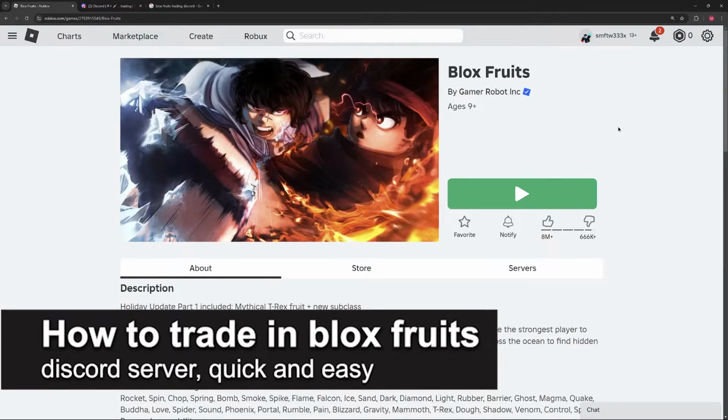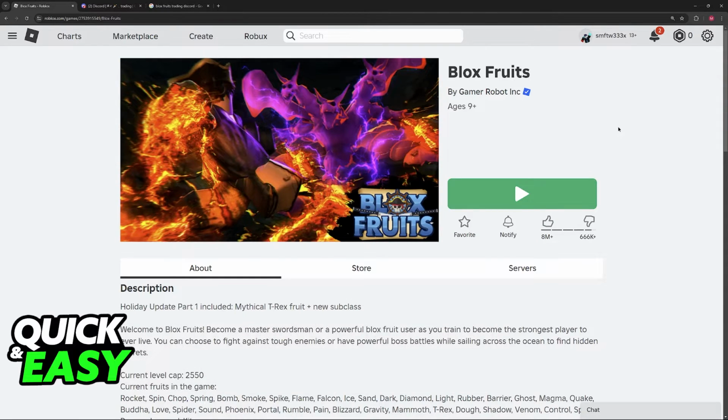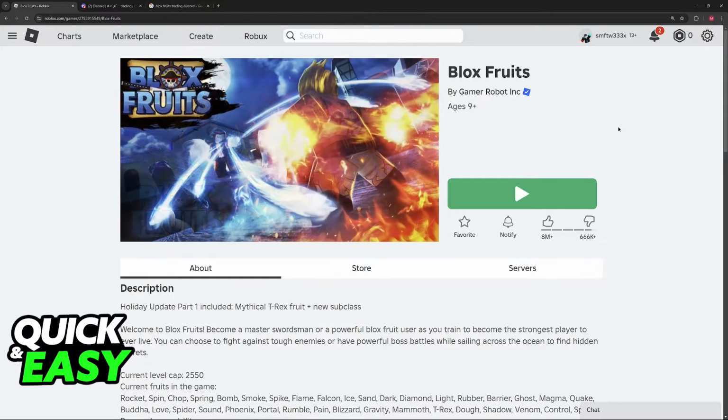In this video, I'm going to teach you how to trade in Bloxfruit's Discord server. It's a very easy process, so make sure to follow along. I'm going to teach you how to find trading channels for Bloxfruits and how to interact with others, so you will be able to trade fruits and any other items that you have in Bloxfruits.